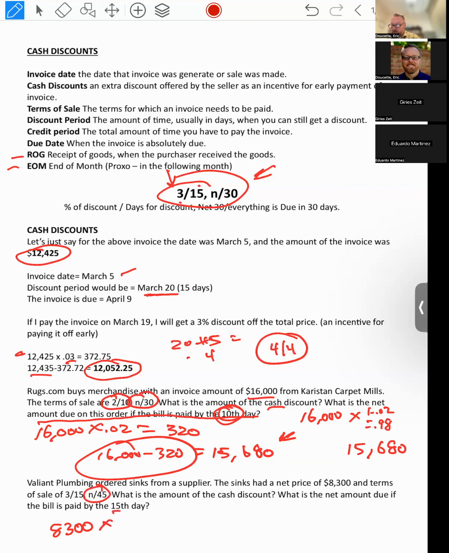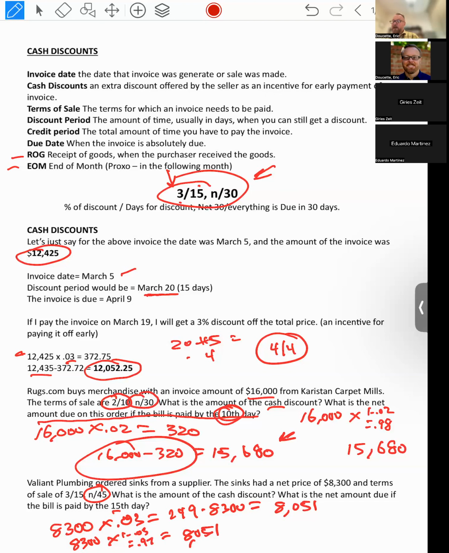Well, there are 2 ways I can do it. I can take the 3% and do it that way. 8,300 times 3% is 249. Then I'd have to subtract that from the 8,300. That's going to give me a total of 8,051. That's how much I would owe. Or I could just multiply this by 1 minus 0.03, or 0.97. That's going to give me 8,051. So I could do it that way too.